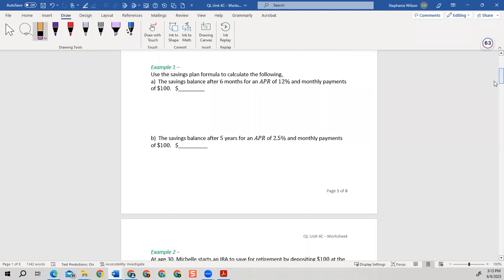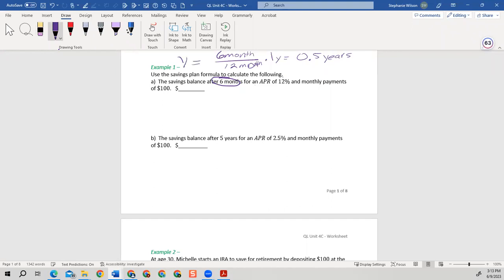It says use the savings plan formula to calculate the following. We have a savings balance after 6 months for an APR of 12% and monthly payments of $100. So if you notice, we're going to be talking about per year, so we need to write the 6 months in a format of years. So I know that 6 months divided by 12 months times 1 year gives me what? 0.5 years.